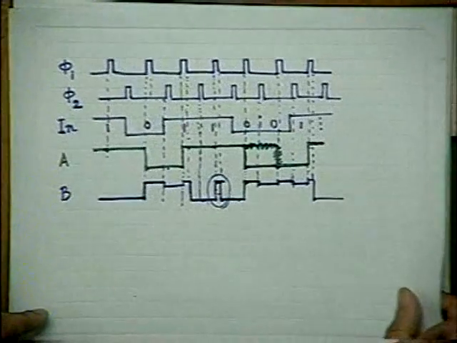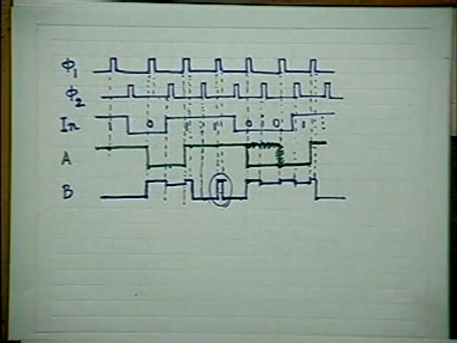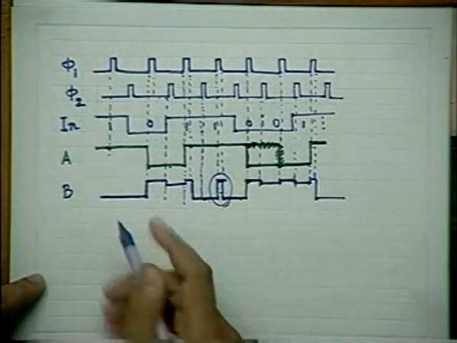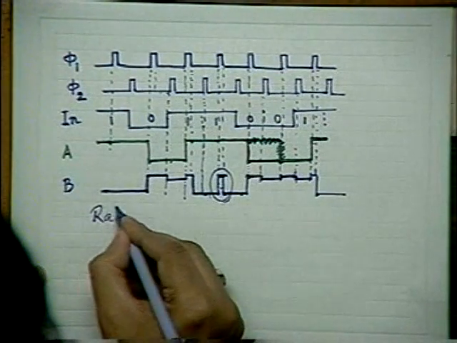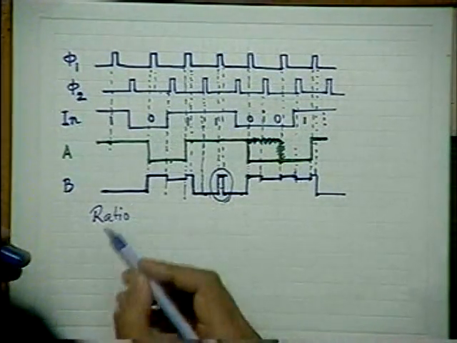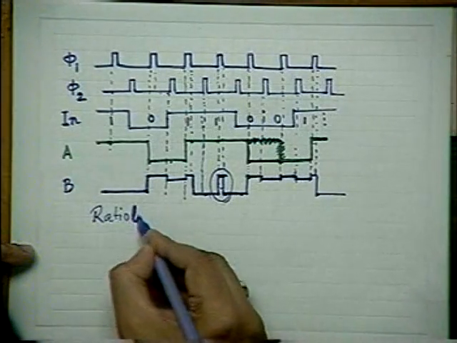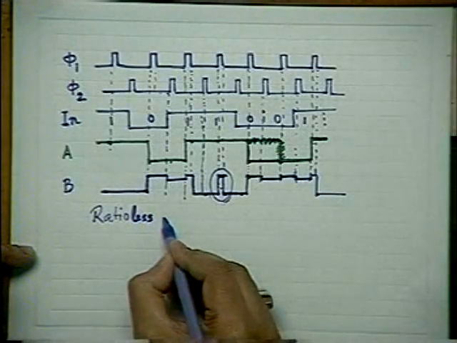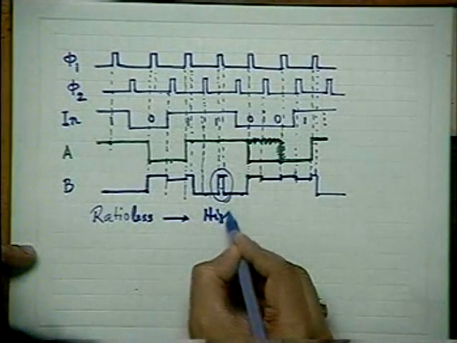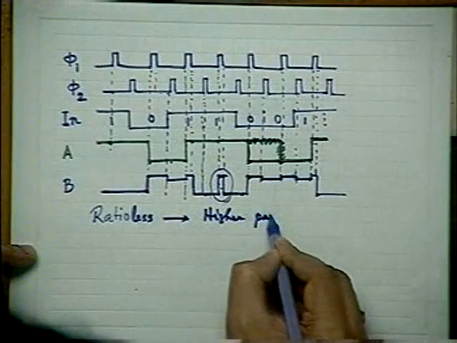Now, as compared to the earlier case, can I just summarize what are the relative merits and demerits of this? Ratio-less design, and therefore higher packing density.